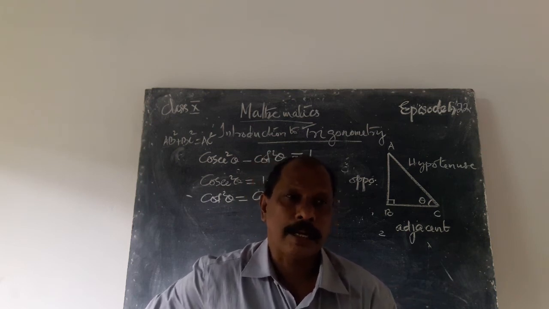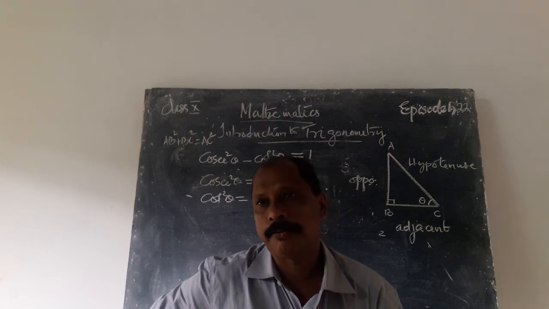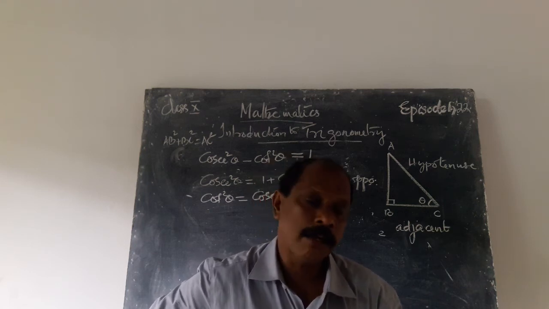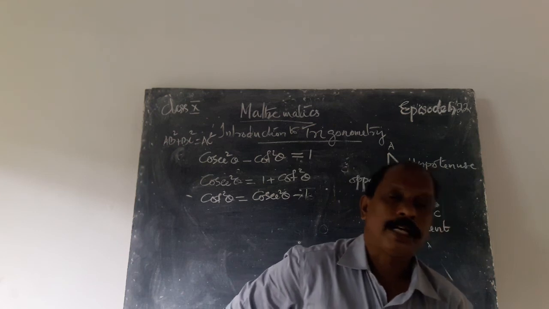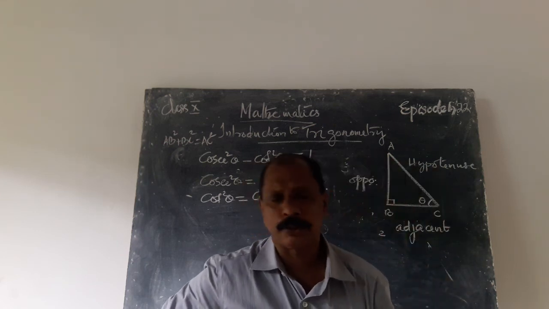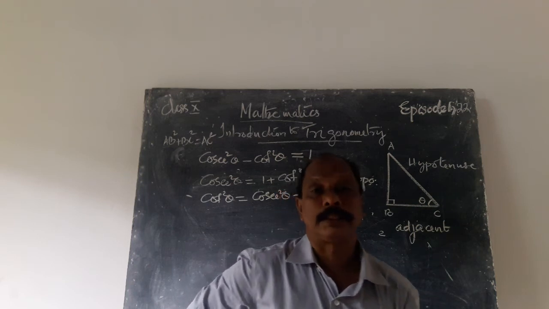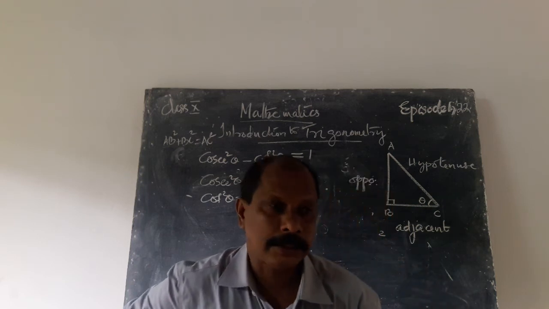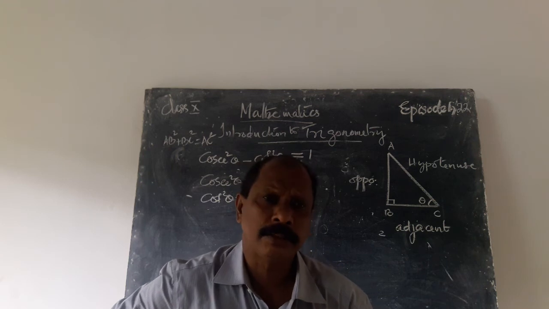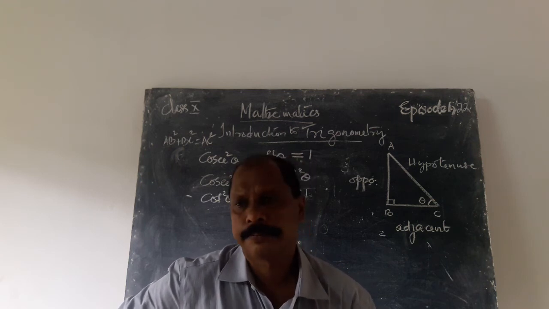Therefore, consider the angle at C is theta, that is the Greek alphabet for the notation of an angle. The side against that one is opposite, therefore AB is the opposite side. The side adjacent, near to that one, is the adjacent side. Therefore, BC is the adjacent side, and the hypotenuse always does not change, it is AC.